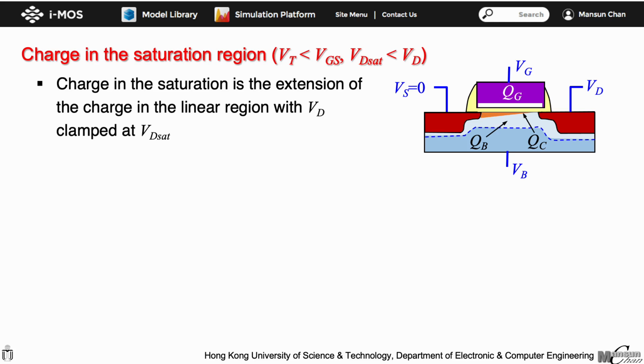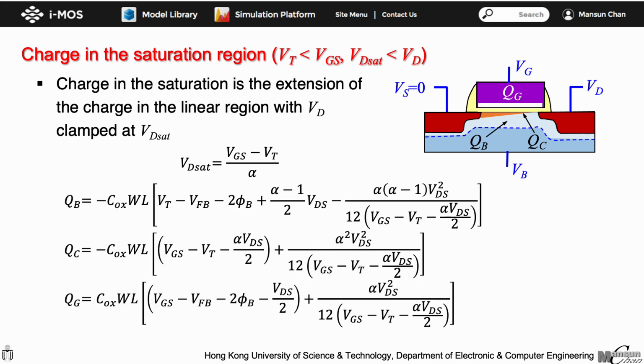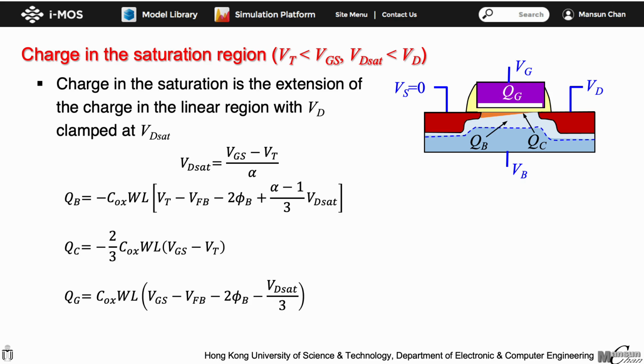For the charge in the saturation region, we note that the saturation region is only the extension of the linear region by limiting Vds to Vdsat. Vdsat is given by Vg minus Vt in the simplified textbook model. As we are including the effect of drain voltage on the body charge through the linearized parameter alpha, Vdsat is modified to become Vg minus Vt divided by alpha. Putting this into the earlier expressions of Qb, Qc, and Qg we derived for the linear region, we can obtain the following equations for the charge in the saturation region.